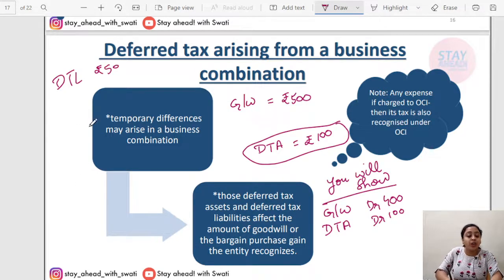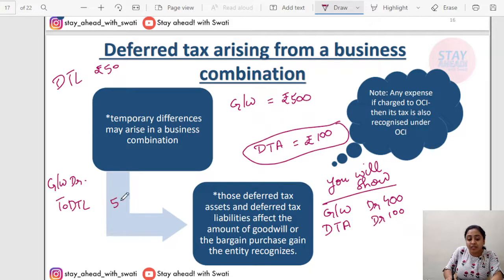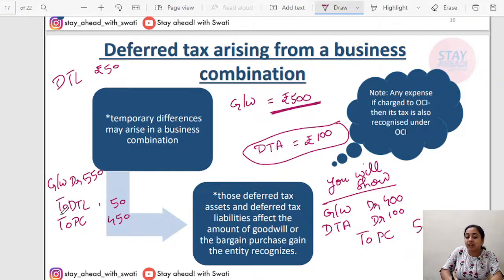In case there is a DTL, for example of rupees 50, then what you need to do is add it to the goodwill. You will do goodwill debit to DTL, this DTL amount 50, and to purchase consideration. On business combination it is always done to purchase consideration, that is 500. Here the purchase consideration will be 450, and the goodwill amount will be 500 plus this DTL amount, that is 550. Are you clear? And the net asset will be there.